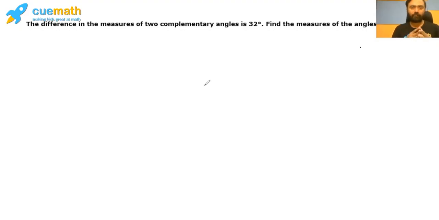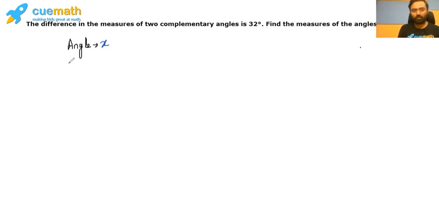So here we have been given a question where it's given that the difference in the measure of two complementary angles is 32 degrees, and we'll have to find the measure of the two angles. So let us solve this question. Let us assume that the angle is x. So we assume that the angle given to us is x. And it also says that there are two angles. One is a complement of the other.